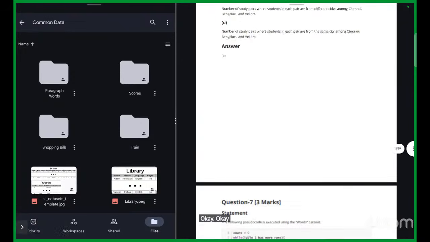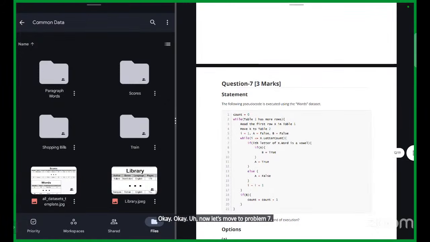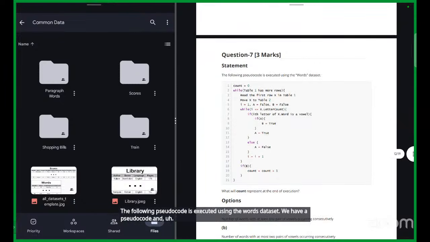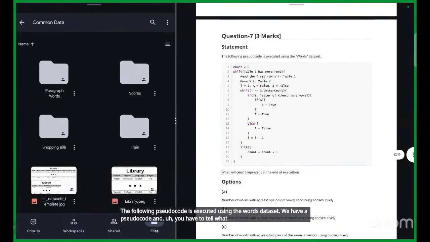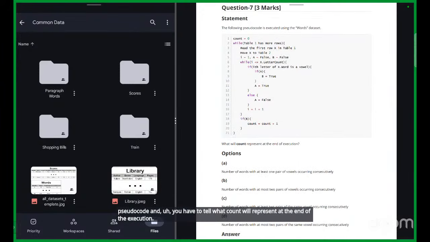Okay. Now let's move to problem 7. The following pseudocode is executed using the words dataset. We have a pseudocode and we have to tell what count will represent at the end of the execution. So go through the pseudocode and tell me which is the correct option.